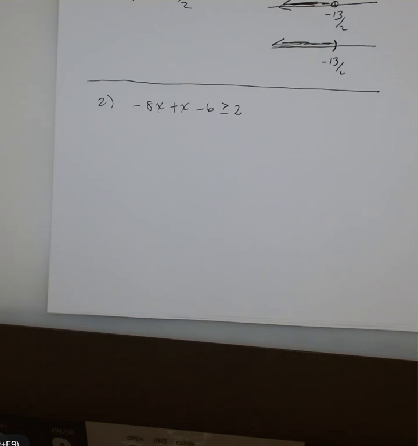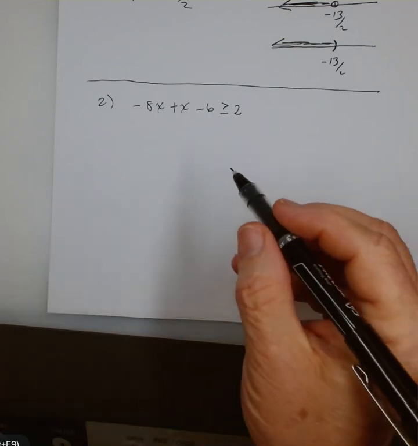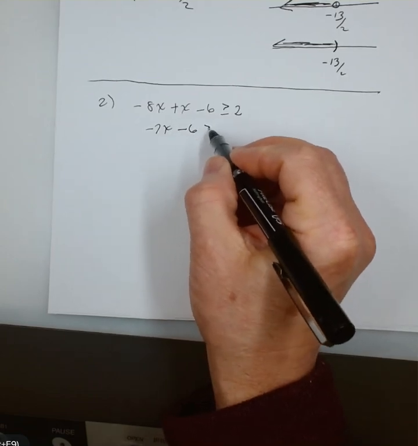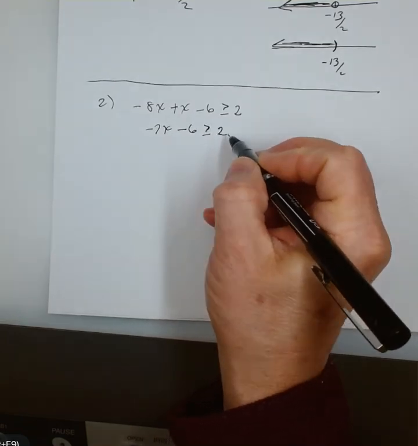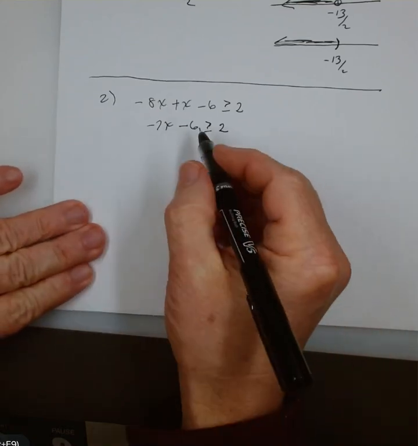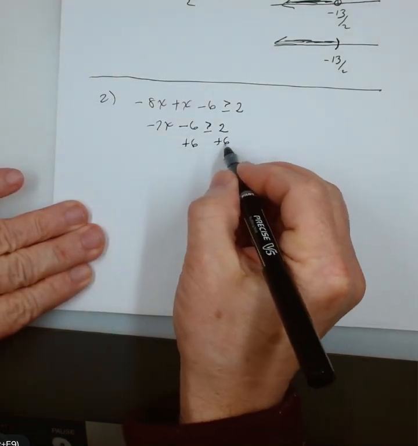All right. What's the first step? Combine like terms. What's negative 8x plus x? Negative 7x minus 6 is greater than or equal to 2. What's the next step? Add 6 to both sides.